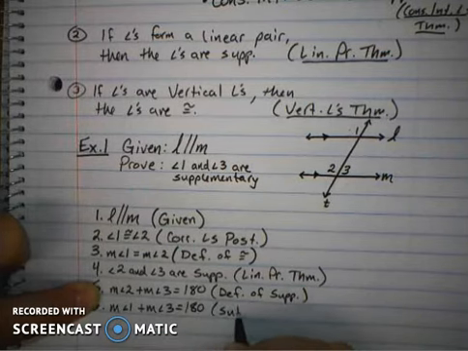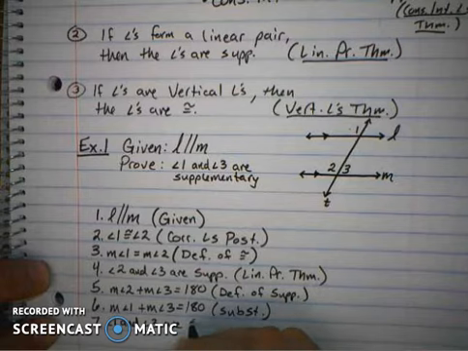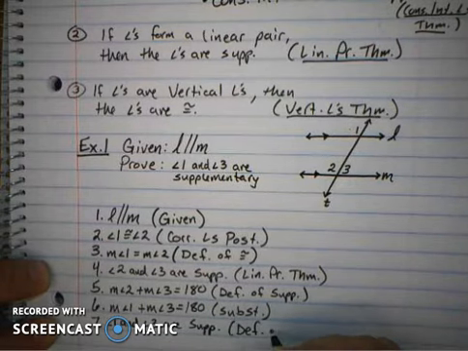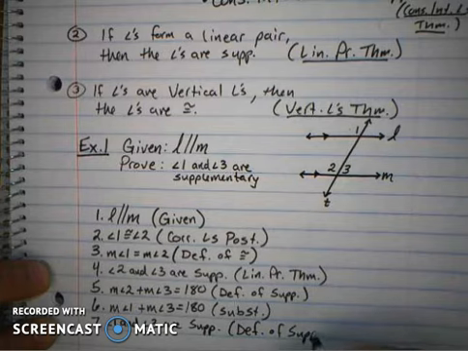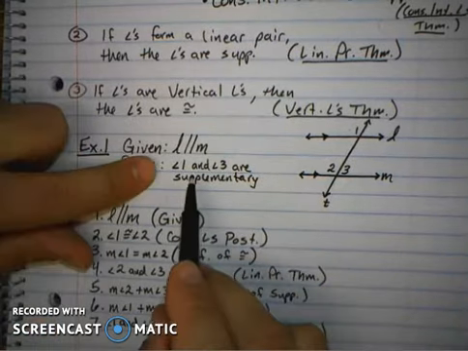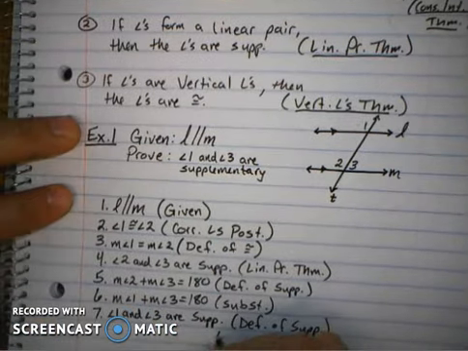Well, if 1 and 3 have measures adding up to 180, that makes them supplementary, because that's what the word supplementary means. That's the definition of supplementary. So I can say angle 1 and angle 3 are supplementary by the definition of supplementary. And that's what I was trying to prove. Angle 1 and 3 are supplementary. So I've finished my proof.